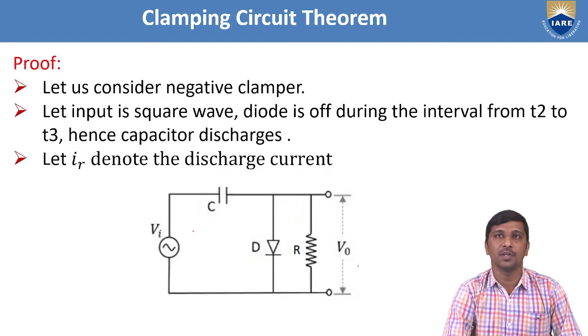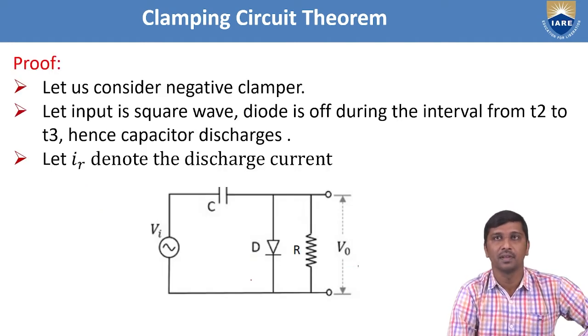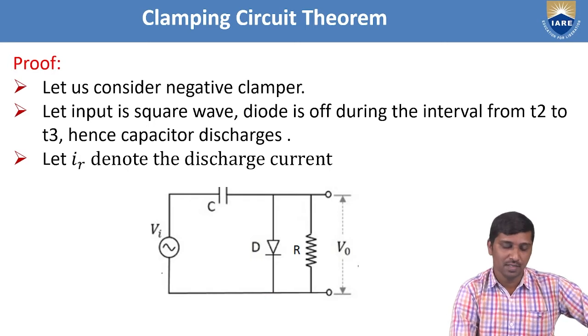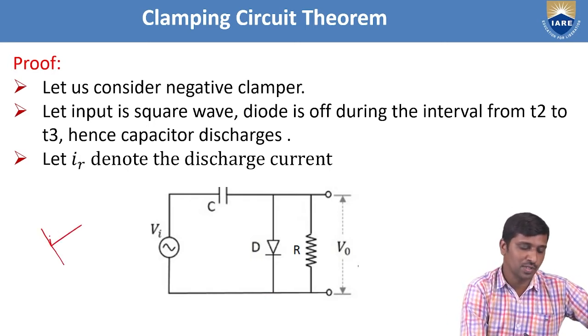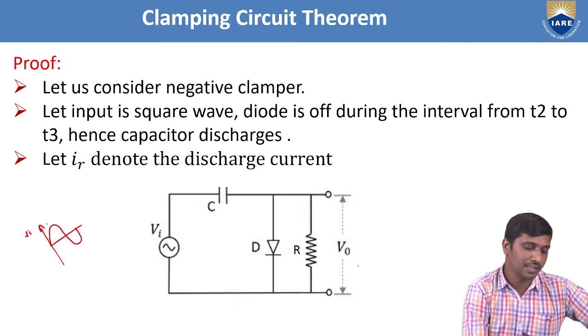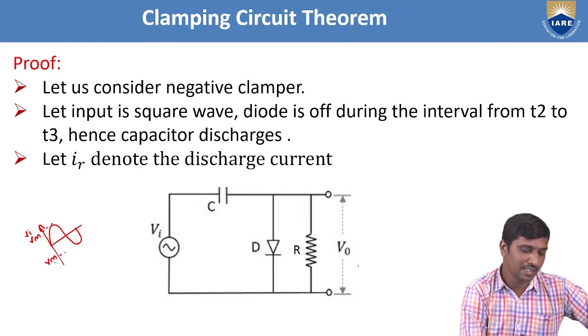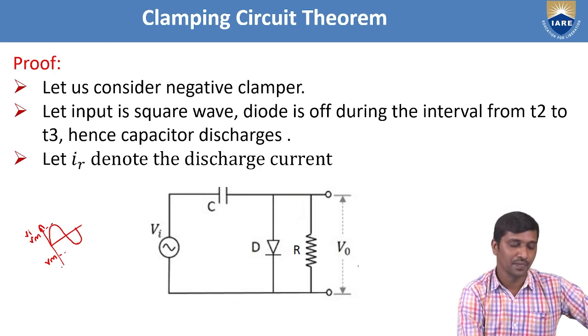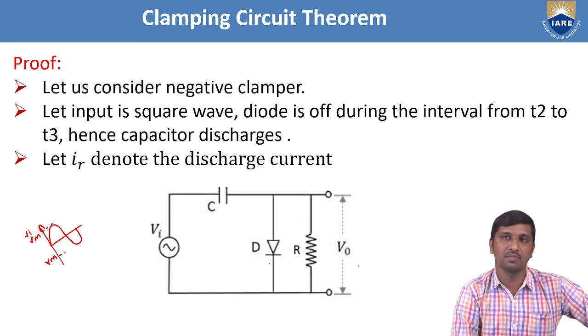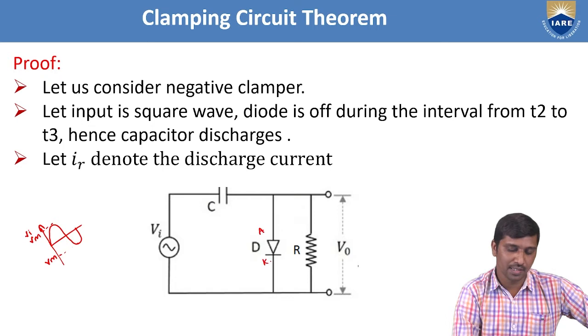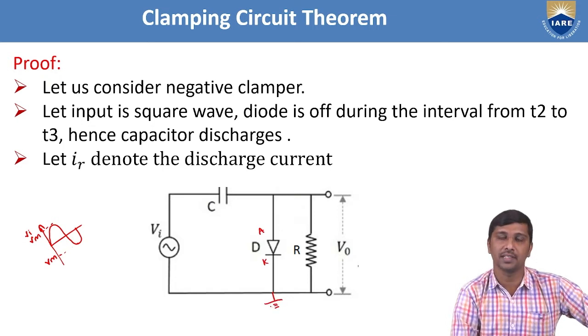For this case, I am going to consider a negative clamper circuit, also called the positive peak clamper circuit. For a given sinusoidal input signal VI, this magnitude is represented as Vm, and here is another peak voltage of negative polarity. In this circuit, this is the anode of the diode and this is the cathode, which is connected to ground potential.